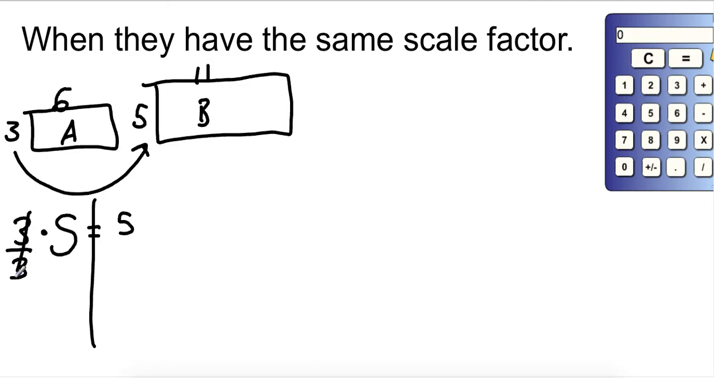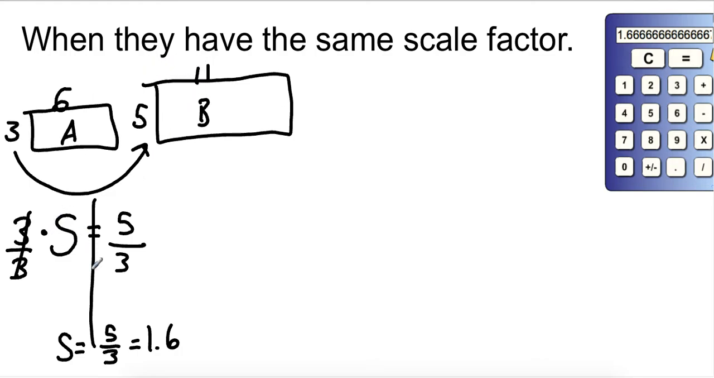So 3 divided by 3 is 1, that cancels out. And 5 divided by 3 will give me 5/3. So the scale factor is equal to 5/3, or if I want to check for a decimal, I can do 5 divided by 3, which gives me 1.6 repeating. Now I found the scale factor between the lengths, the 3 and the 5. What I've not done is checked if the scale factor is the same from 6 to 11.